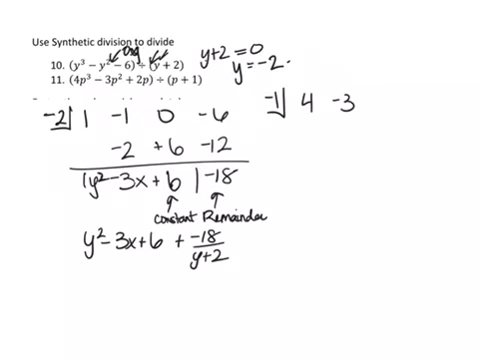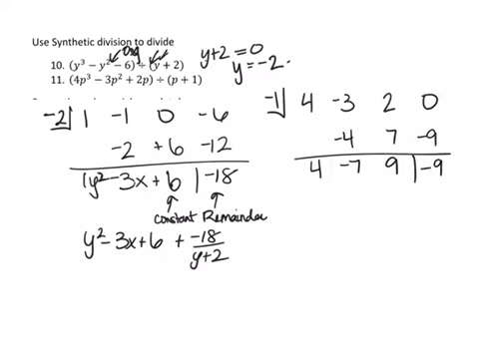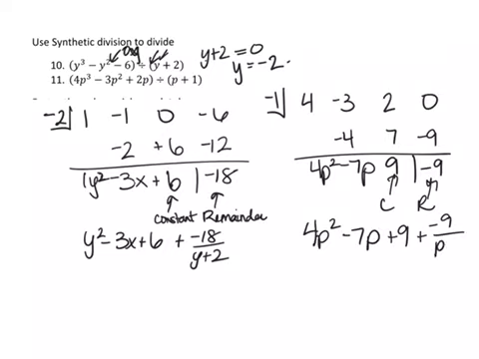I have 4, negative 3, 2, and 0. I even need to add that constant on the end. So we'll bring it down. 4 times negative 1 is negative 4. Negative 3 plus negative 4 is negative 7. 2 plus 7 is 9. 9 times negative 1 is negative 9. 0 plus negative 9 is negative 9. So again, remainder, constant, then there's our p and our p squared. So 4p squared minus 7p plus 9 plus negative 9 over p plus 1.